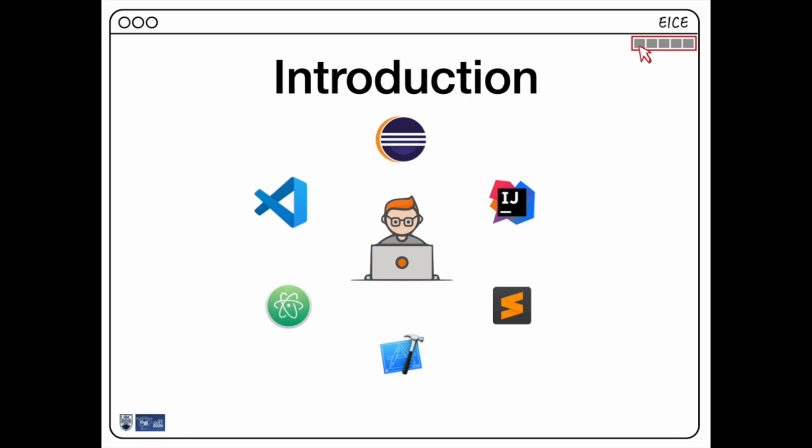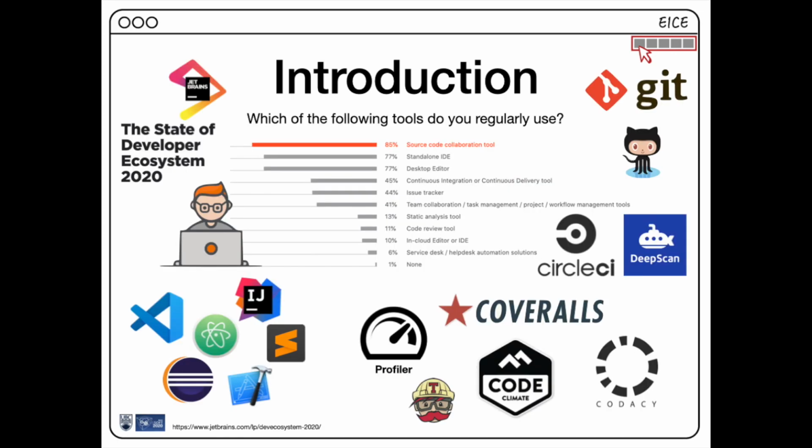Developers write code. Code editors or IDEs are where the source code is written. Besides these editors, developers need to deal with many other tools in the development process. According to the State of Developer Ecosystem 2020 survey conducted by JetBrains, 85% of developers use source code collaboration tools, and nearly 50% of developers use issue trackers, CI, or CD tools. Other tools, including static analysis tools and code review tools, are also very popular.